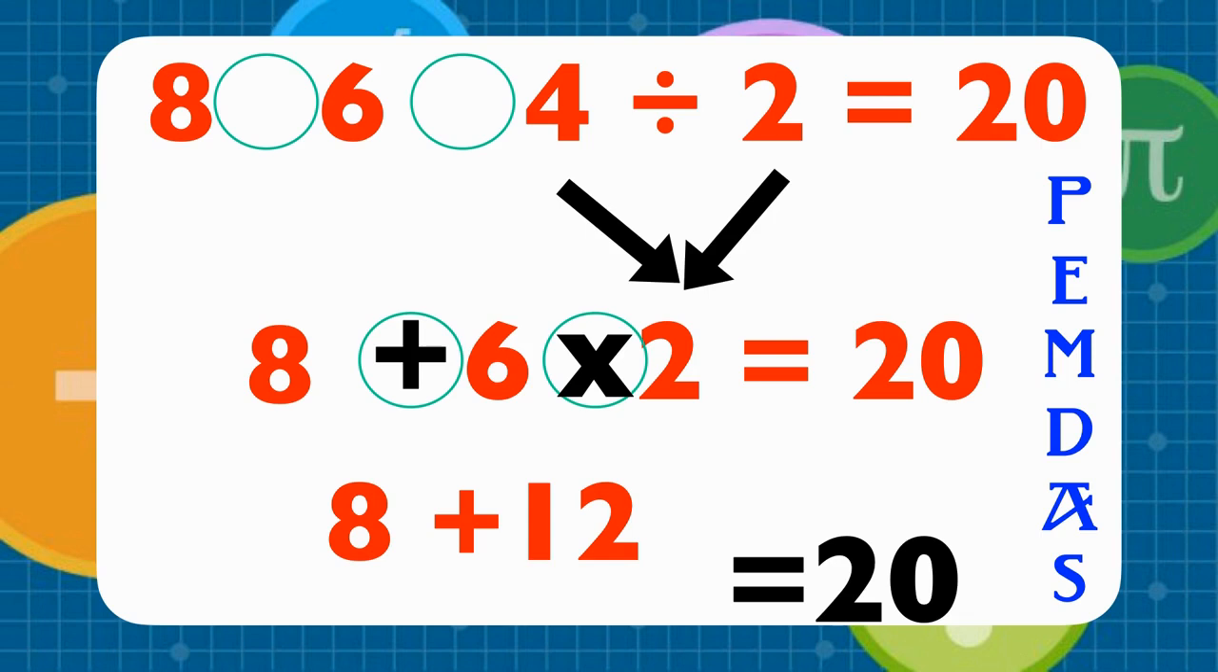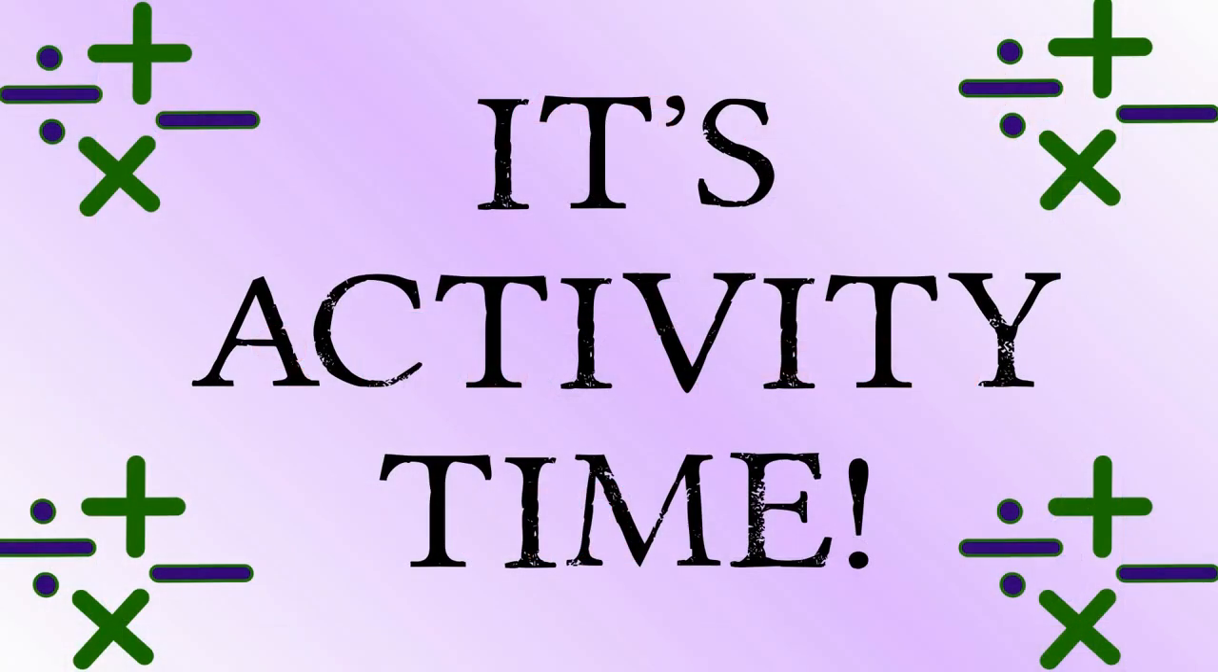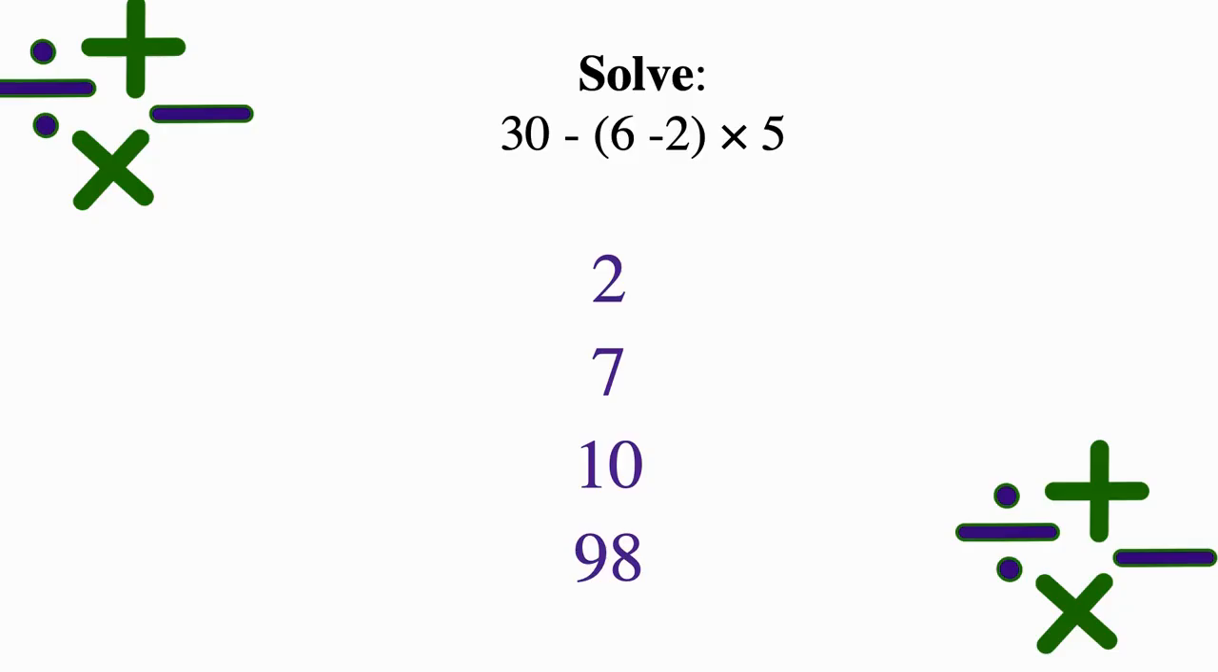Now guys, guess what? It's activity time! See if you can solve these equations on your own. Solve 30 take away (6 take away 2) times 5. I know you see those brackets, right? Yes, the parentheses. Let's remember PEMDAS. What could the possible answer be?